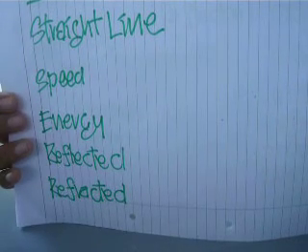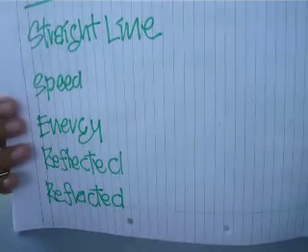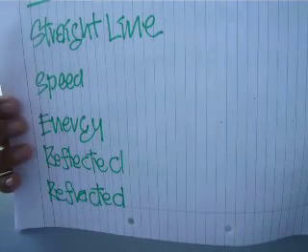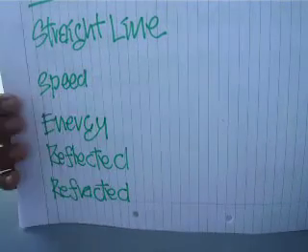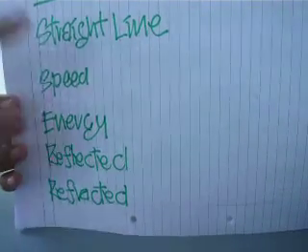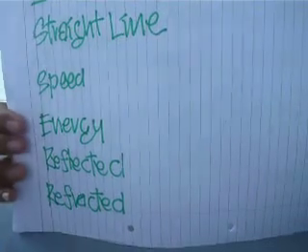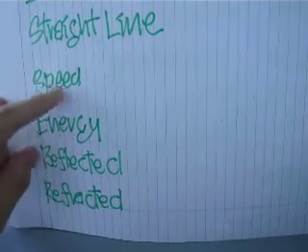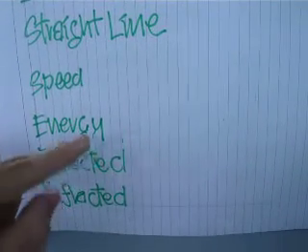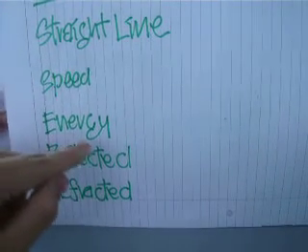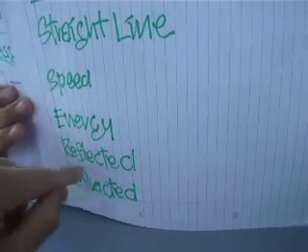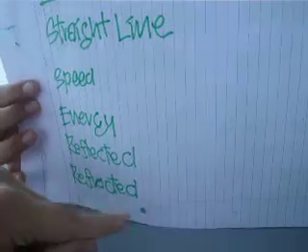Hello everybody, today we are going to talk to you about what the reflection of light is. Okay, before we start, we are going to explain what light is. Light travels in a straight line, at a speed of 300,000 kilometers per second. It is a form of energy that travels freely through space. Lastly, light can be reflected or refracted.